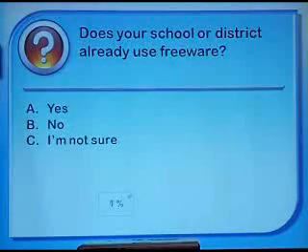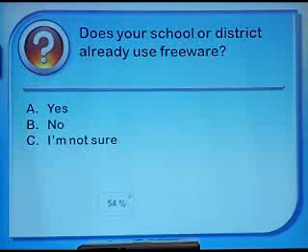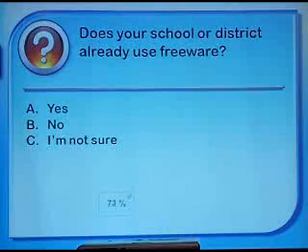Does your school or district already use freeware? So answer this as best you can. You might or might not know. You might personally use it in your classroom. Your district might not support it. I don't advise that, but does your district support it, I guess is what I should have said.